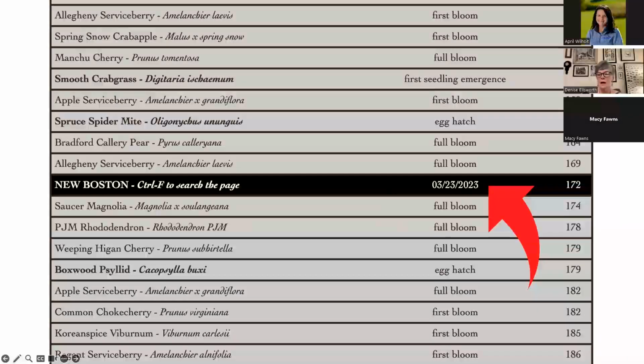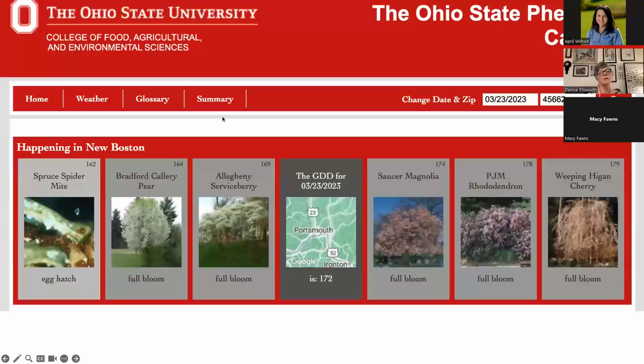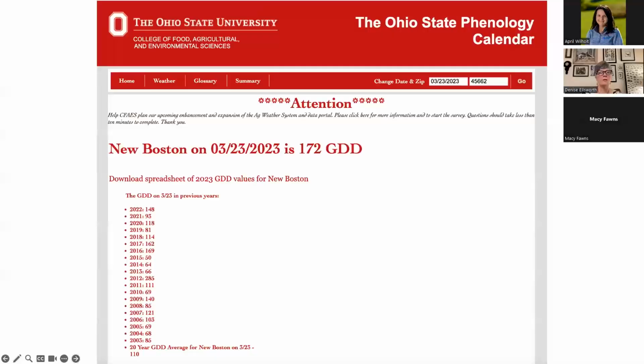Okay. Just one more thing about the calendar that I wanted to point out is you can click on summary. So I'll bet some of you have used this calendar before. Maybe you have or have not used the summary function. Dave Lonis is our amazing webmaster, and he pulled together. So if I click on summary, I get this page. So again, this is that date that I put in. For New Boston on March 23rd of last year, we had that total accumulated heat here.